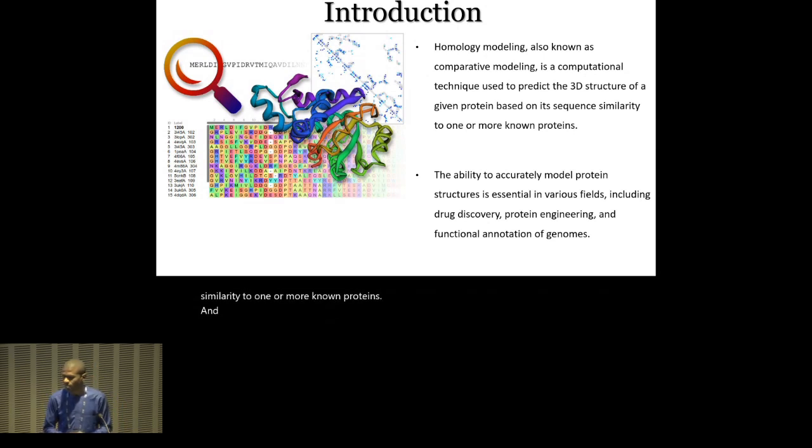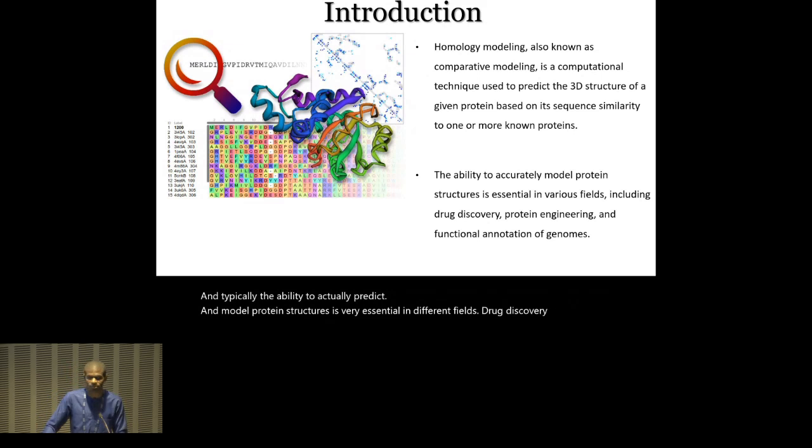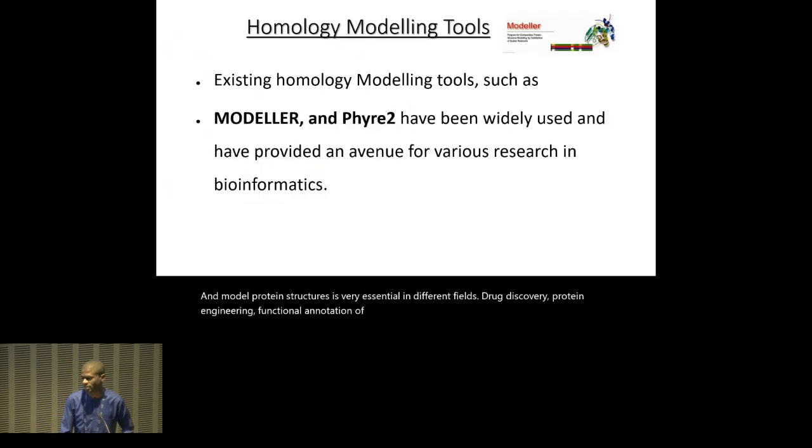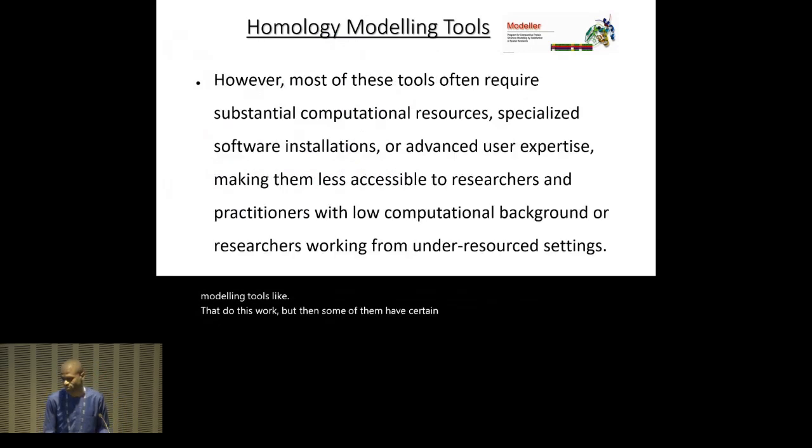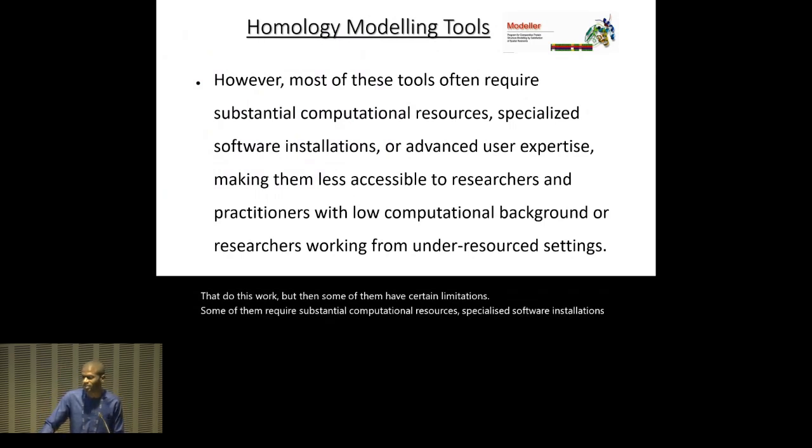And typically, the ability to accurately predict and model protein structures is very essential in different fields: drug discovery, protein engineering, functional annotation of genomes, and the likes. So we have existing homology modeling tools like Modeler and FireRate2 that do this work, but some of them have certain limitations. Some of them require substantial computational resources, specialized software installations, or advanced expertise by the user, making them not that accessible to users, especially users from under-resourced areas.